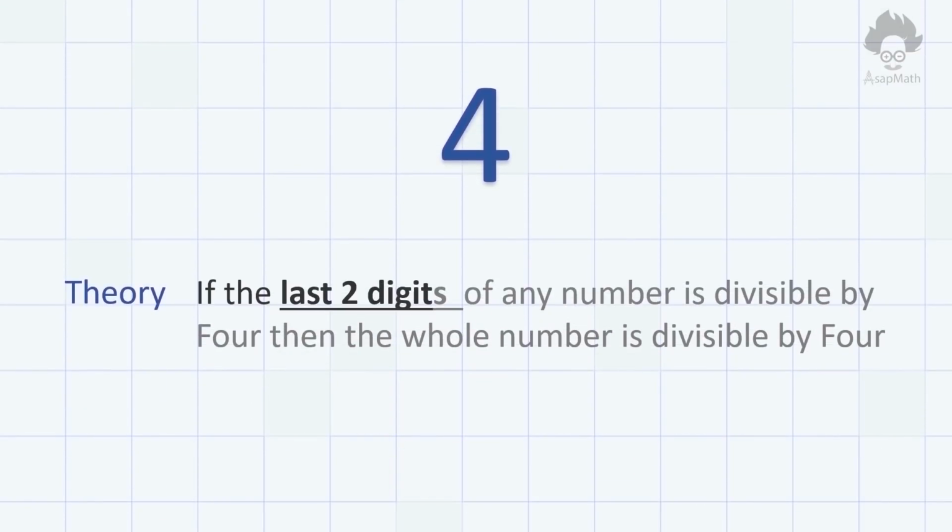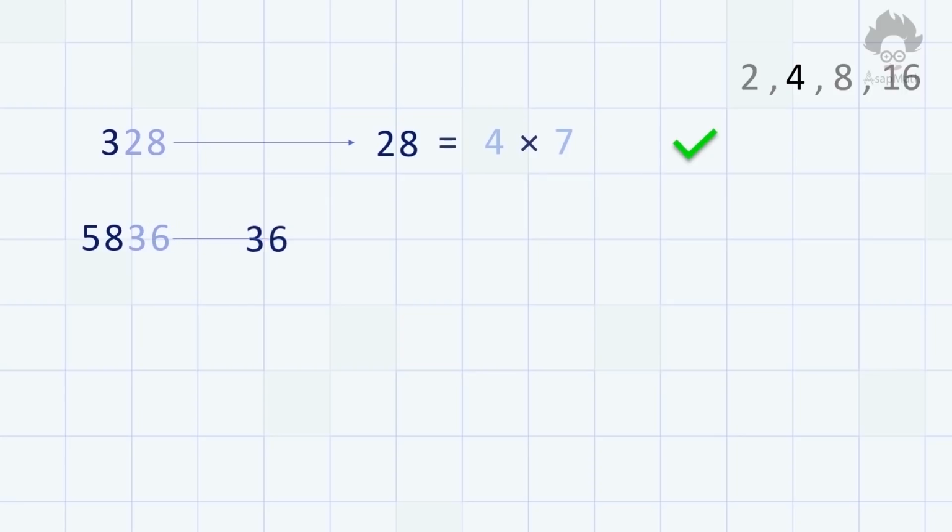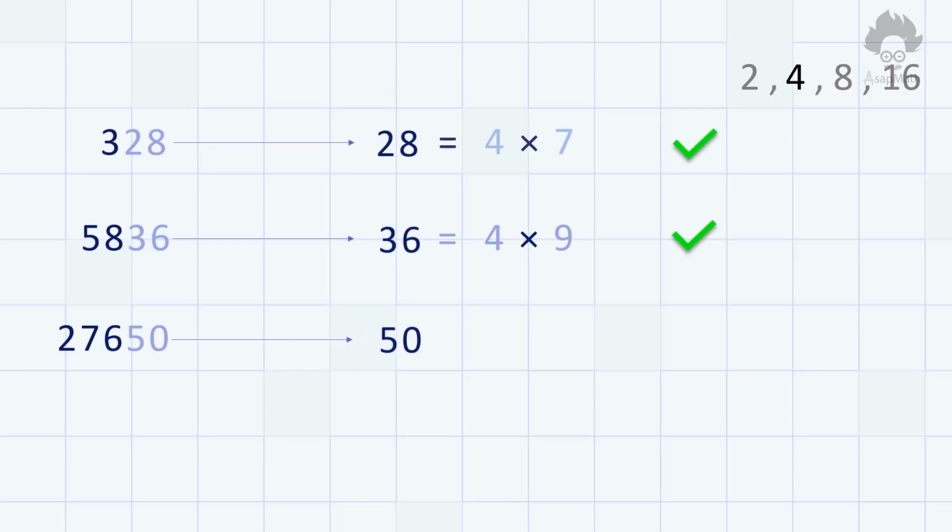Moving on to the next number. If the last two digits of any number are divisible by 4, then the whole number is divisible by 4. We will consider a few examples. Here the last two digits are considered. 28 is a multiple of 4, so the whole number is divisible by 4. 50 is not a multiple of 4, so we can conclude that the whole number is not divisible by 4.